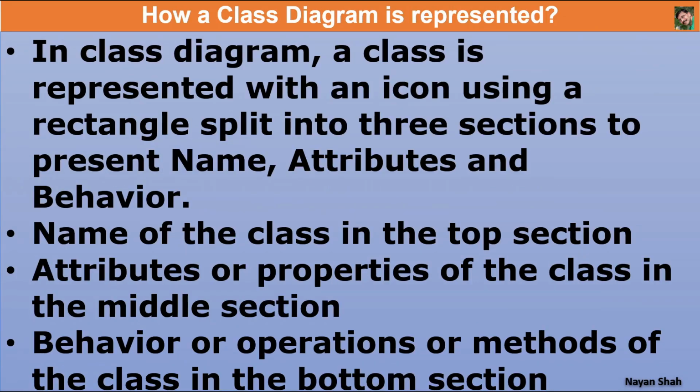So how is a class diagram represented? In a class diagram, a class is represented with an icon using a rectangle split into three different sections. All these three sections are the name of the class, attributes of the class, and behavior of the class. The name of the class is in the top section, attributes or properties or variables of the class in the middle section, and behavior or operations or methods or functions of the class in the bottom section.